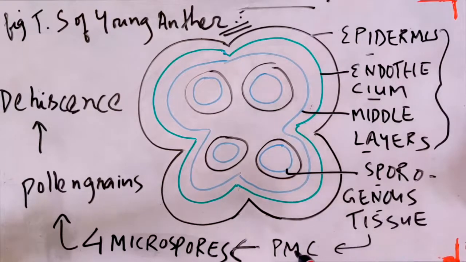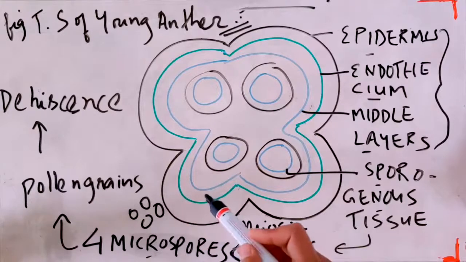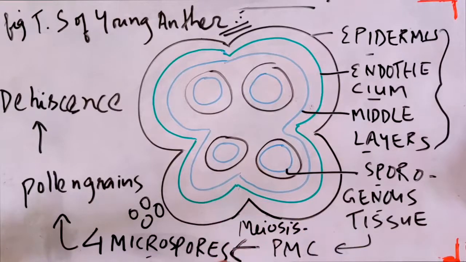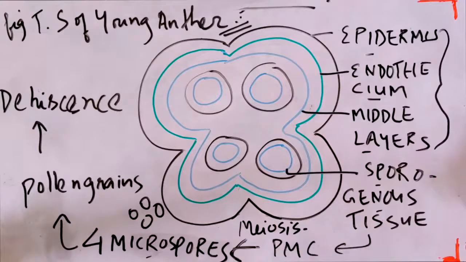They will transform to pollen mother cells. Male pollen mother cells, by meiosis cell division, form four microspores, and then the four microspores will later become mature and form pollen grains, and the pollen grains will come out through the epidermis and endothecium, middle layer. The act of releasing of the pollen grains is known as dehiscence. And the enlarged view I have already given in the first class, so you can refer to the last notes.